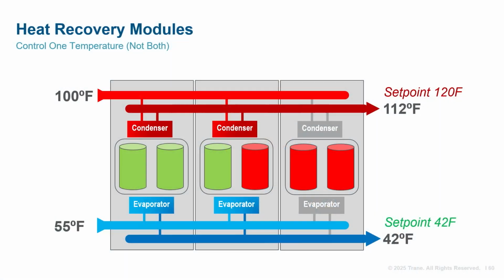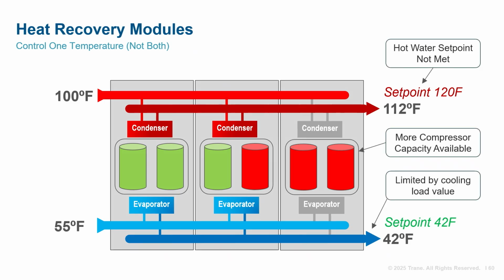Now that we've reviewed operation of modular units as a chiller or heat pump, let's consider operation of heat recovery and multi-pipe modular units. Heat recovery modular units are water-to-water devices that can control hot water or chilled water temperature, but not both at the same time. In this example, the unit is set up to control chilled water temperature. Although the chilled water set point is met, the hot water loop needs more capacity. The irony of this situation is that we're only running half of the compressors.